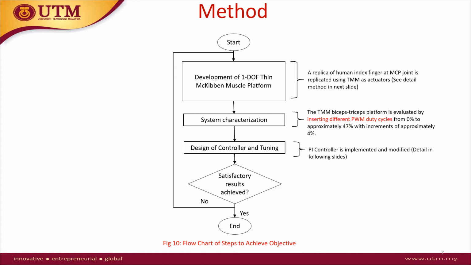Firstly, the thin McKibben muscle platform is developed by replicating the index finger of a real human at MCP joint.